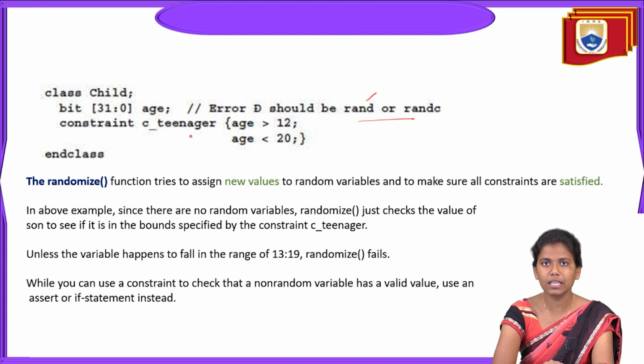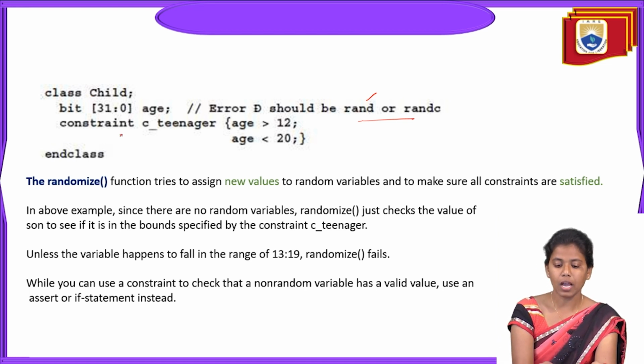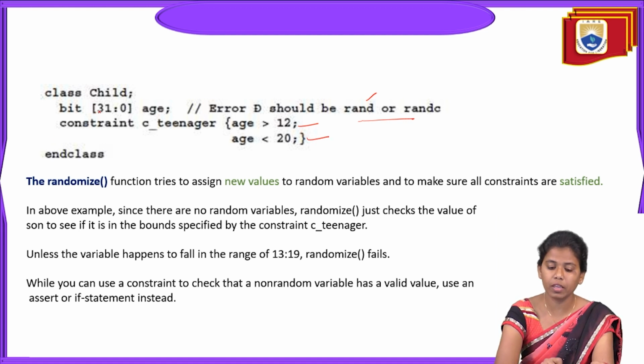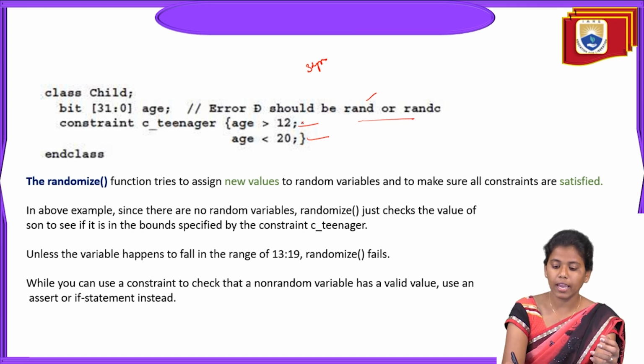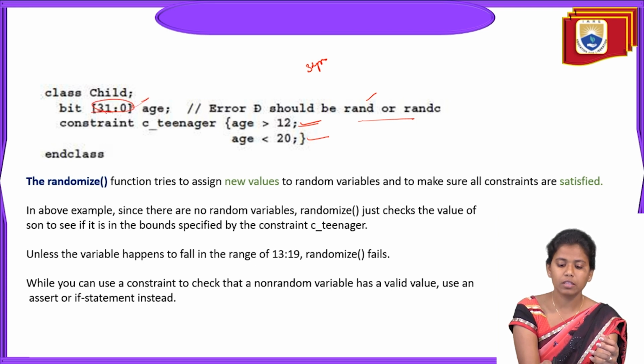So here the constraint c_teenager says the child is in the age range of [31:0]. Now the constraint is c_teenager, so age could be more than 12 or less than 20. But the range here is going between [31:0], which means totally 32 values, isn't it? The name we are giving is age greater than 12, or another age less than 20, but nowhere have we given this age. So what happens? This will fail.